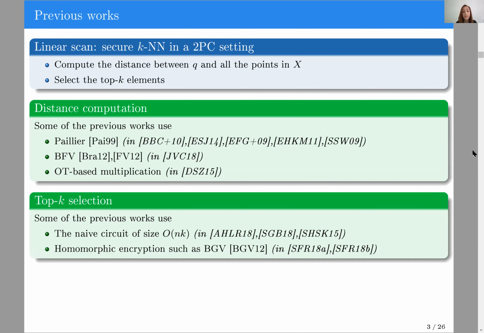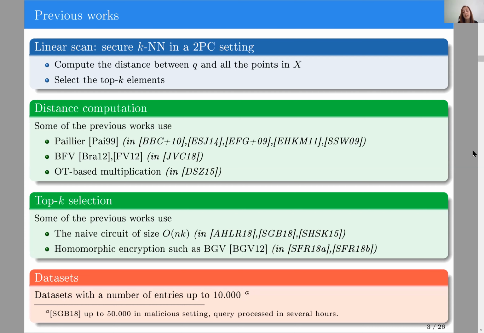And concerning the top k selection, which is the second part of those linear scans, we have solutions that use the naive circuit computation in order to find the top k elements, and some others use a homomorphic encryption scheme like the BGV cryptosystem. So all the solutions seem to have a different approach, and the choices, of course, depend on what they are trying to achieve. But a common denominator that we find in all those solutions is that they use data sets which are quite small.